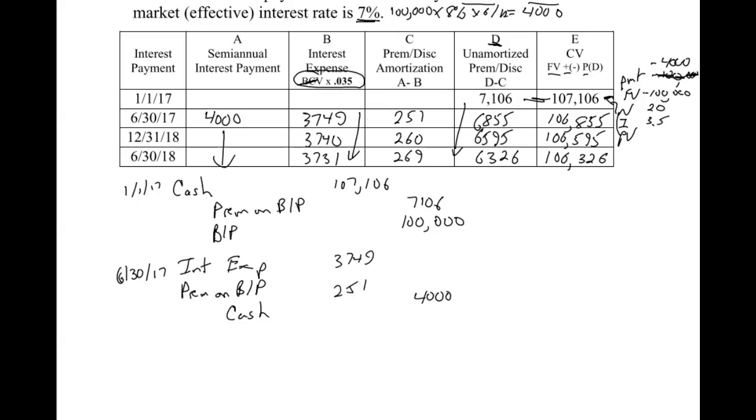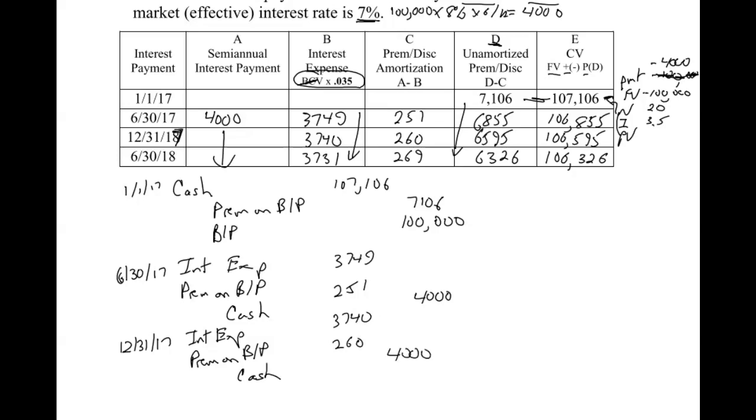Okay, let's do the 12/31/17, and you know what? That's actually a typo up here. Sorry about that. This should be 12/31/17. All right, sorry about that. So notice we're still going to have 6 more months of interest expense, 6 more months of the amortization on the premium, and we're paying out our cash because December 31st is an actual interest payment date. All right, the numbers here from the table, 3740, 260, and 4000.